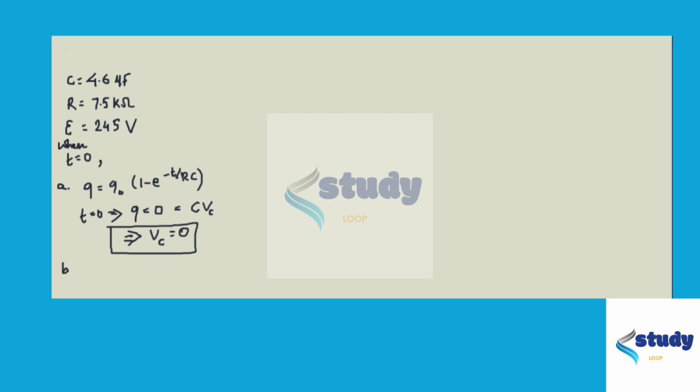Part B of the question says to find the voltage drop across the resistor. Now the EMF E is the sum of the voltage across the capacitor and the voltage across the resistor. Since Vc equals 0, this makes Vr equal to the EMF E, which is 245 volts. So we also found the potential difference across the resistance at initial time, that is t equals 0.